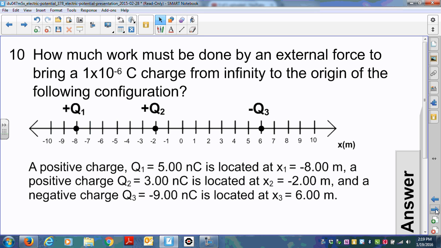How much work must be done by an external force to bring a 1.0 times 10 to the minus 6 Coulomb charge from infinity to the origin of the following configuration? They give you the charge for Q1, Q2, and Q3, and the location of Q1, Q2, and Q3. Go ahead and pause the video and see if you can answer this problem.